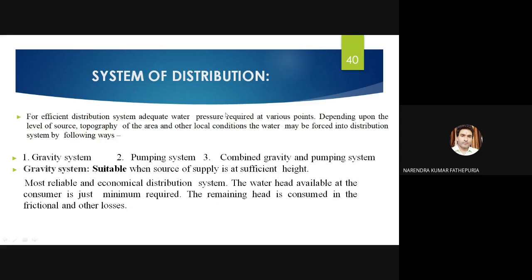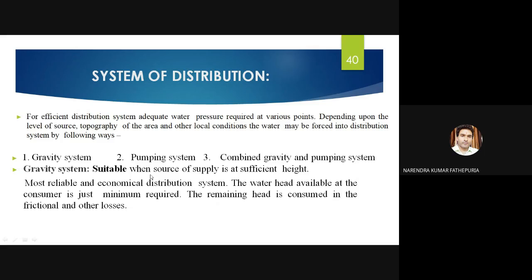These we have discussed just now. We have a gravity system, a pumping system, and a combined gravity and pumping system. For efficient distribution systems, adequate water pressure is required at various points. That is the key requirement. Depending upon the level of the source, the topography of the area, and other local conditions, the water may be forced into the distribution system in two ways.